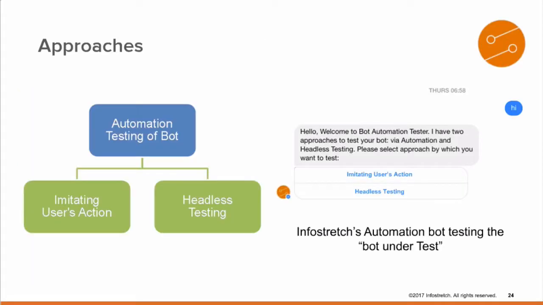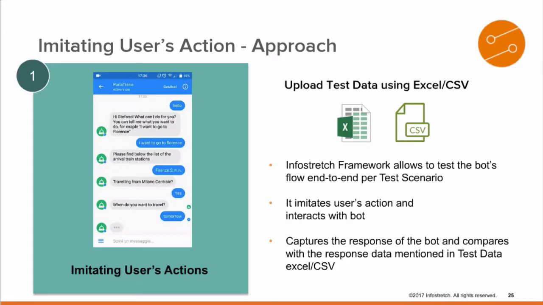So what are the approaches that you could take for your automation? You could break this up into two different parts. One is where you're trying to really follow user action, which we call imitating user's action. The other option is headless-based testing. The next couple of slides will give you some strategies around why each one is important and where you could use one over the other.